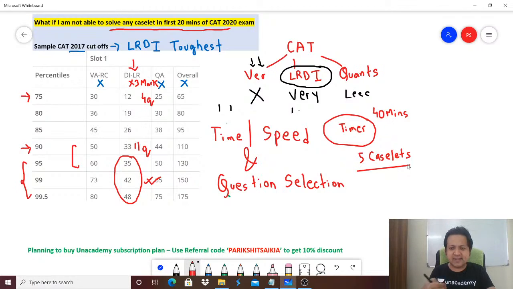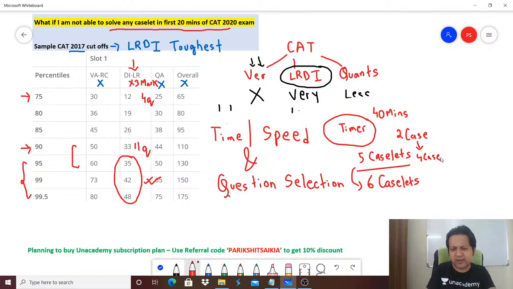So whenever you are practicing DILR for the next 20 odd days, please practice in slots of 40 minutes. Put a timer, take 5 sets from any source that you are practicing, and don't go in serial order, but try to make selections out of the 5 which you can solve. And let's say initially you're able to solve 2 caselets, then increase this. Probably from 5 you can also come to scenarios where you'll be taking 6 caselets and trying to solve at least 4 caselets. So there's no other way but to practice within the specific time limit. Did I answer your question? Anyone else?